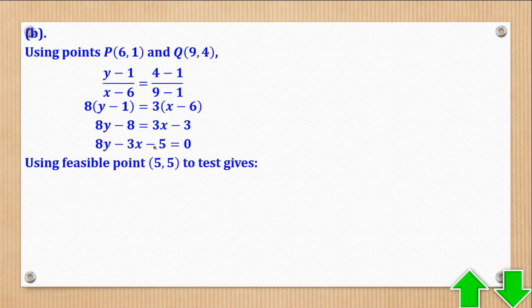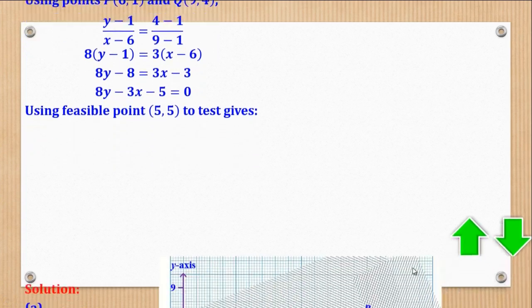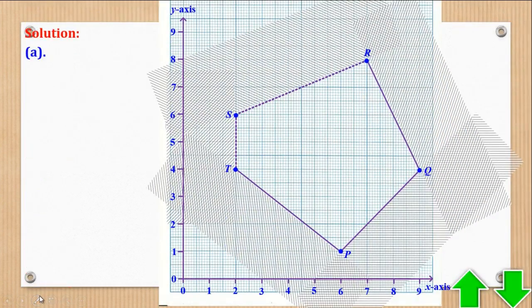Therefore, the feasible region can be found by testing using (5, 5). Now, why am I choosing (5, 5)? It is because we have to choose a point inside this feasible region. So (5, 5) is inside. But you can also choose any other point as long as it is inside this feasible region.